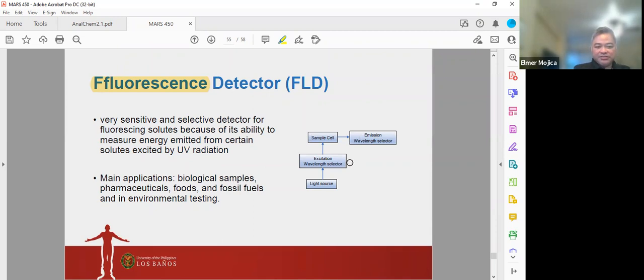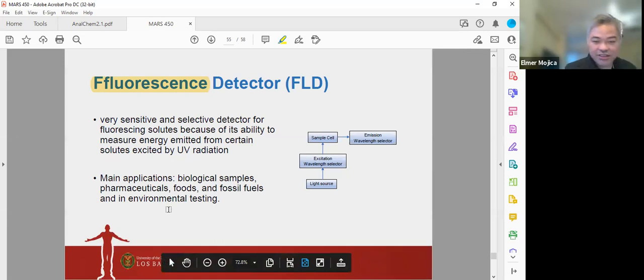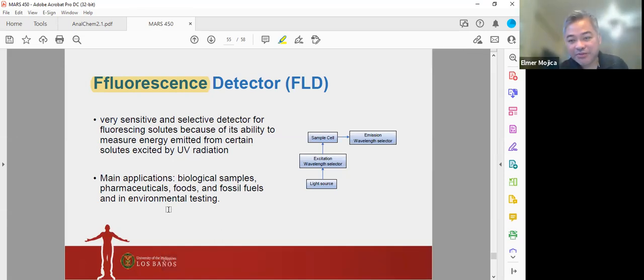Its main applications are in biological samples, pharmaceuticals, foods, fossil fuels, and environmental testing. As long as the sample is fluorescent, this type of detector is useful.